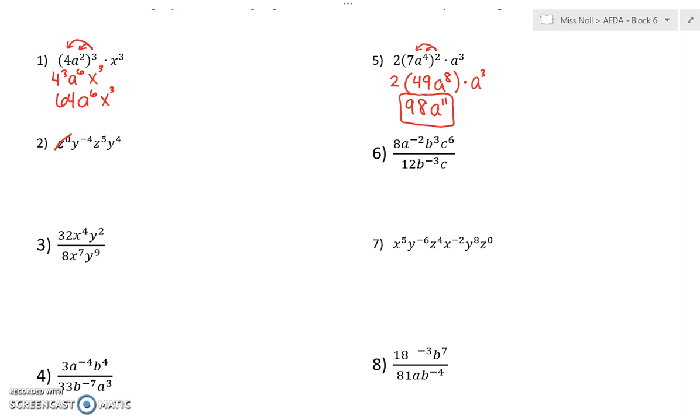So those become y to the 0. So that actually also cancels out. These two cancel out when you add them together. And then all we're left with is just z to the 5th. That's my final answer.